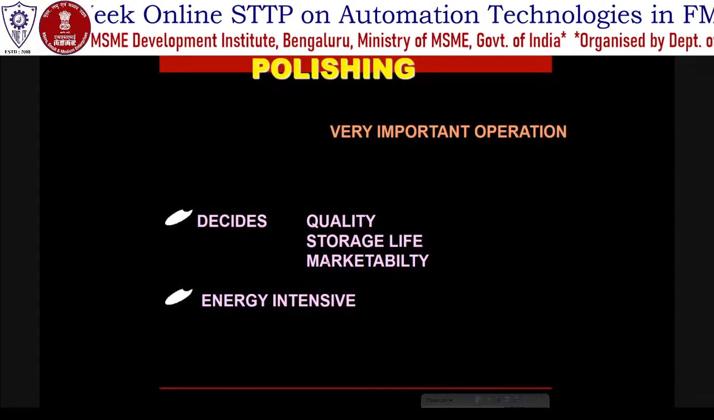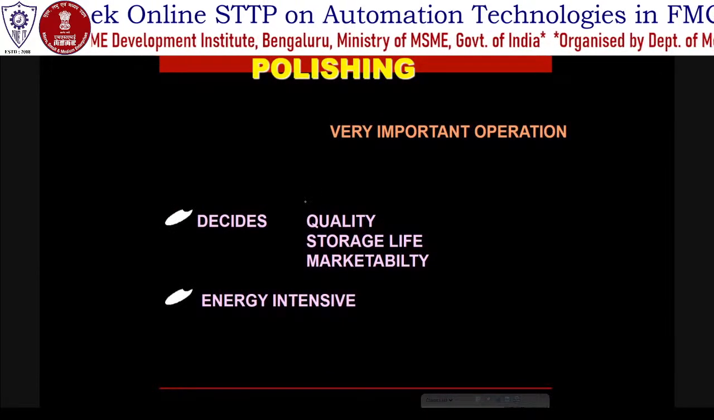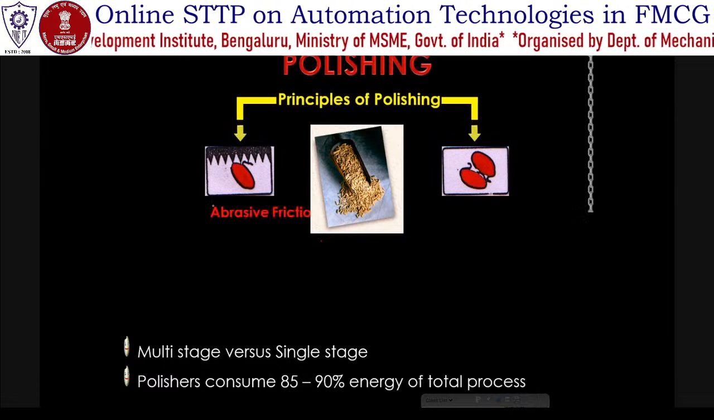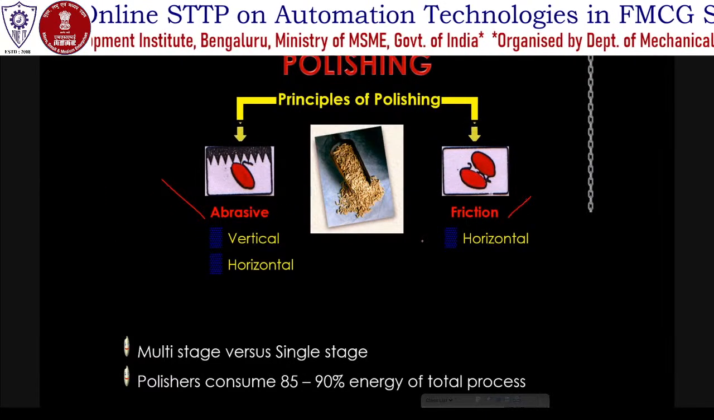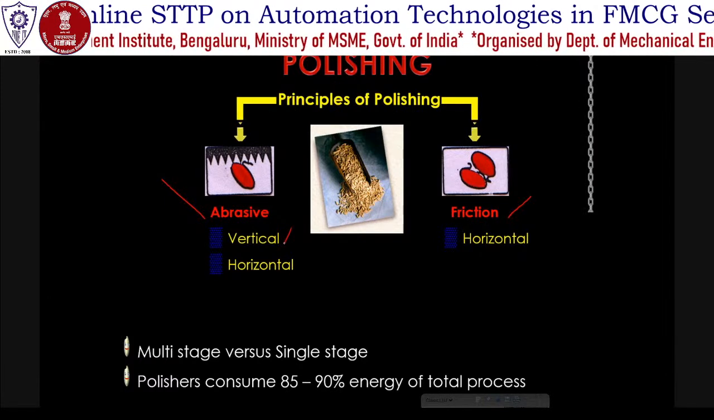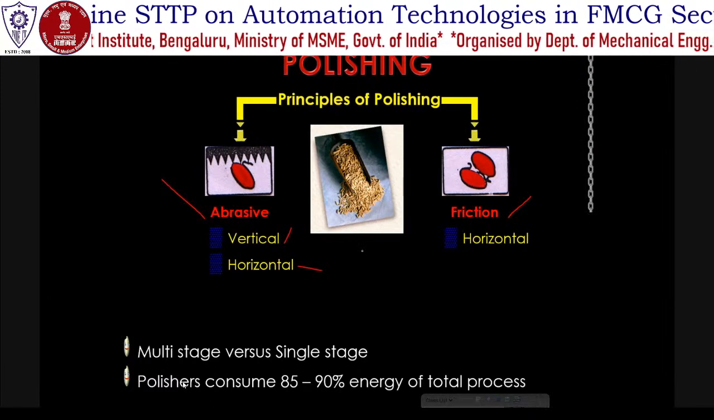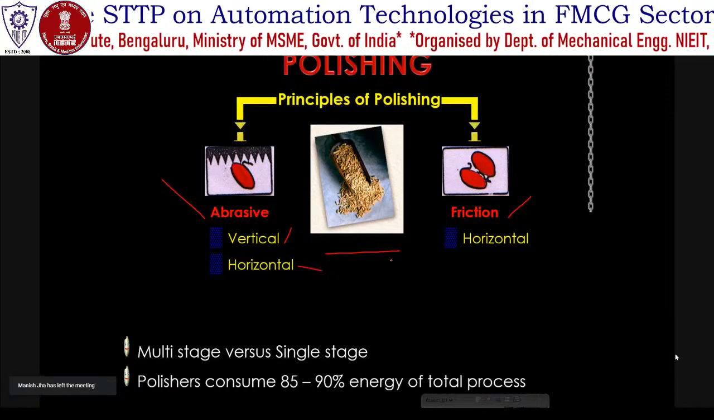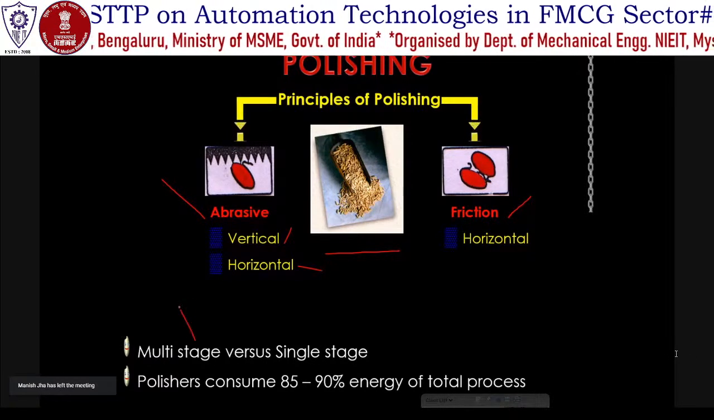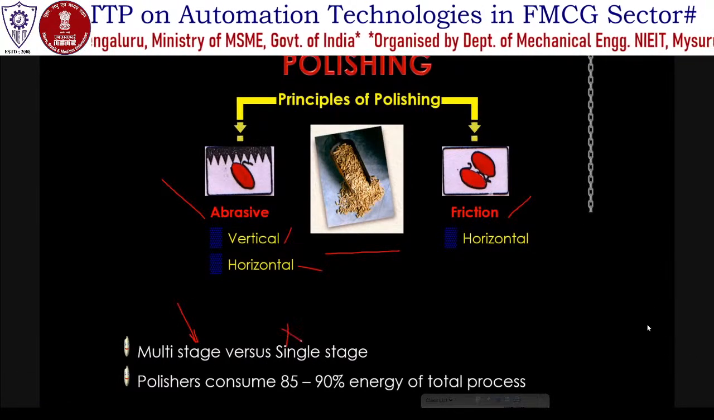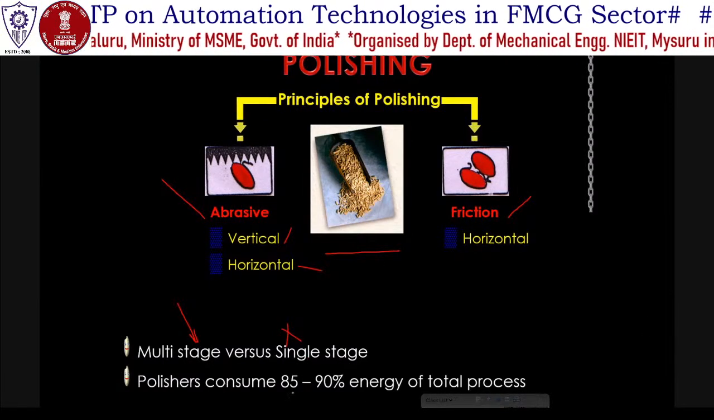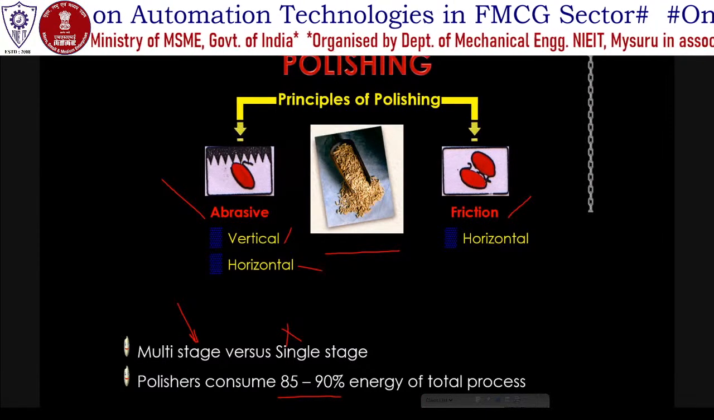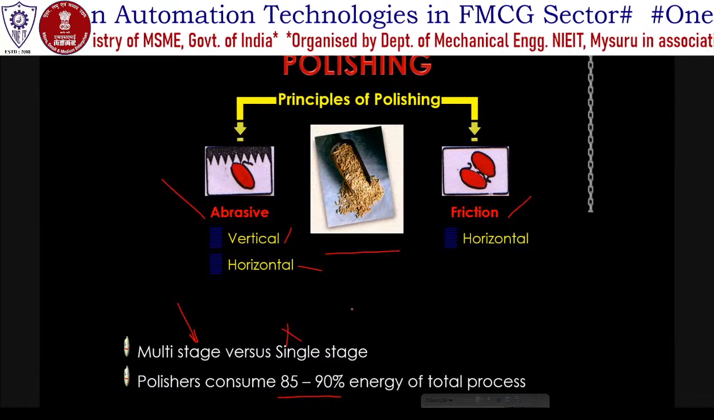When I come to polishing, polishing is very important because we need to remove the layers of bran. So it is highly energy intensive, right? If I go to the principles of polishing, either it is abrasive or it is friction. In abrasive, there are two types of polishers, horizontal or vertical. Polishing of rice is never done in a single stage because you need the kernel to be intact. It should not be broken. So it is always multi-stage polishing, not single stage, right? If you see the energy that is consumed, 85 to 90% of the energy is consumed by the polishing process. Now, can we reduce this? I don't think so, right?